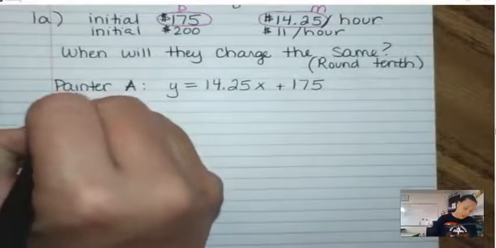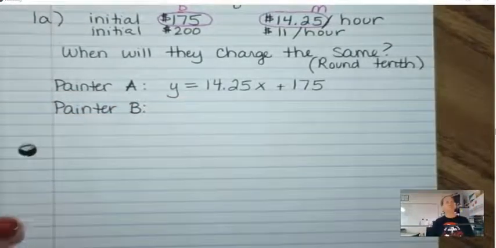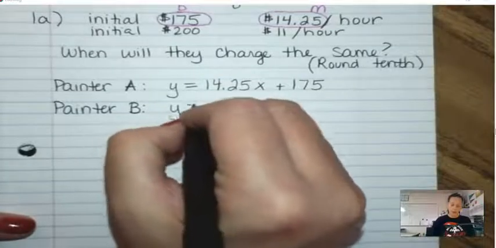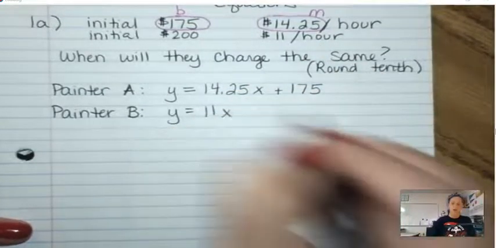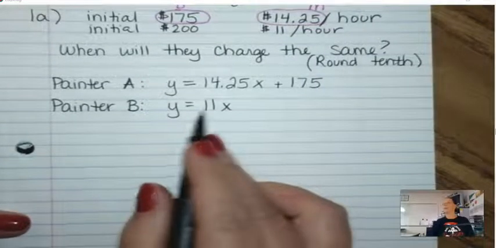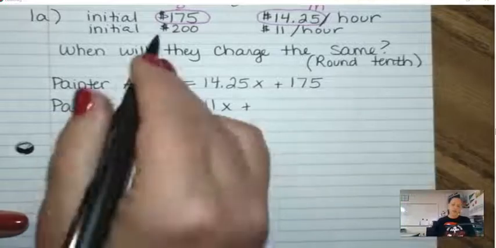Okay, painter B, same thing. Y equals, their hourly rate is 11, so the 11 is the slope. Don't forget to put in your x, so it's 11x. Plus their starting rate is 200.